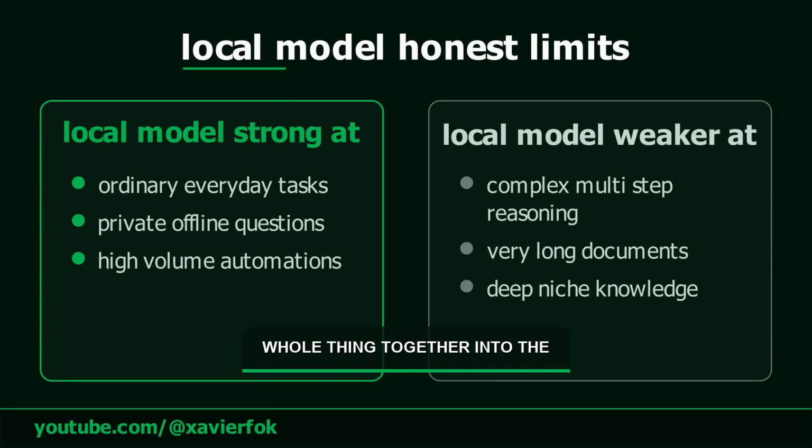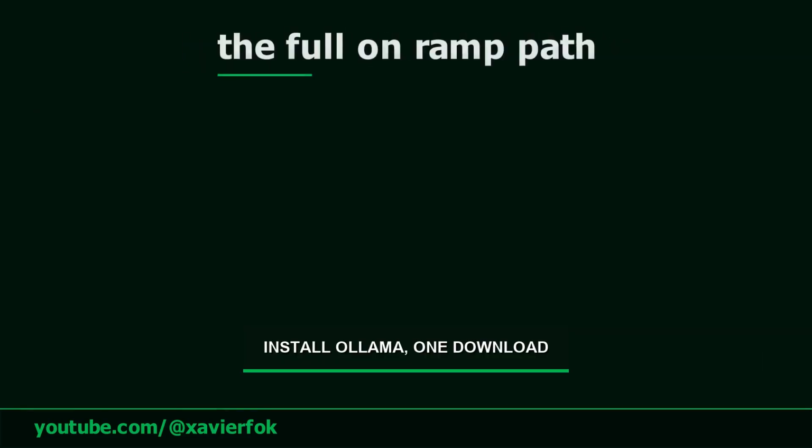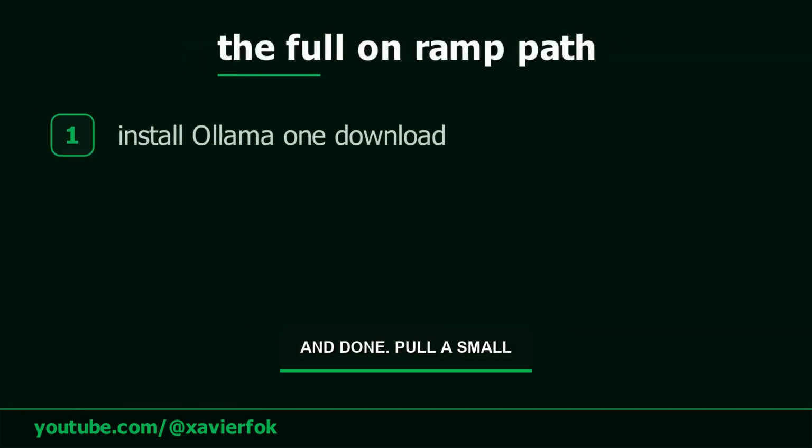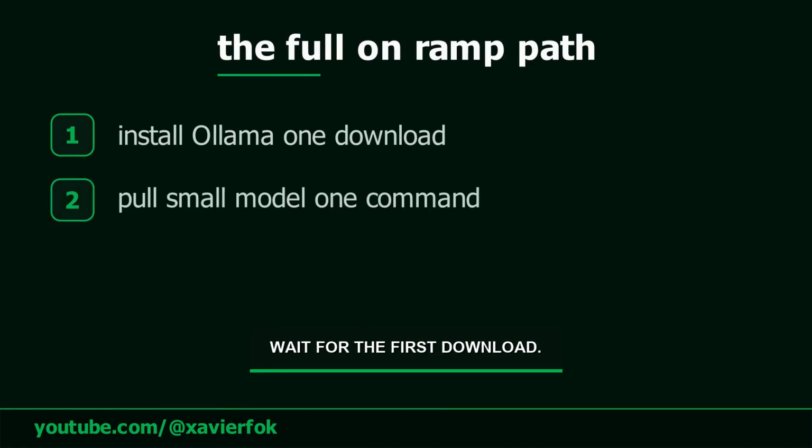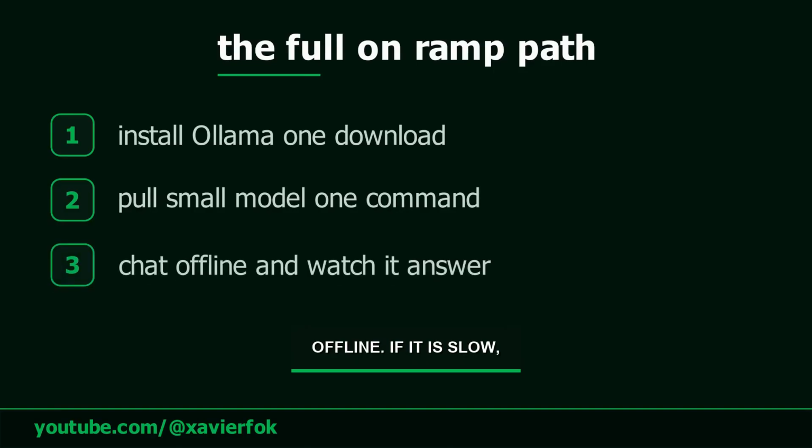So let me pull the whole thing together into the path. Install Ollama, 1 download and done. Pull a small model with 1 command and wait for the first download. Chat with it in the terminal and watch it answer offline. If it is slow, go smaller so it fits your card.